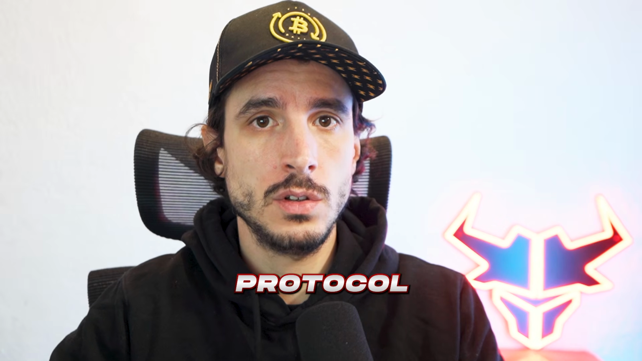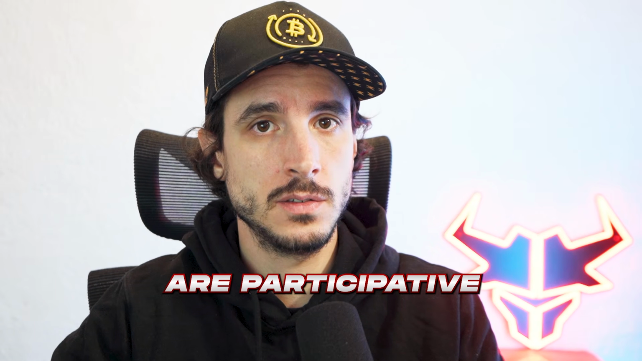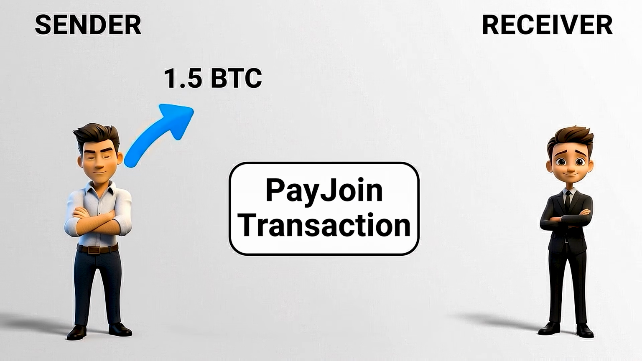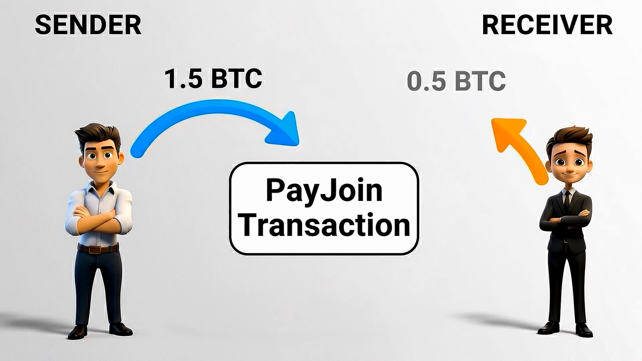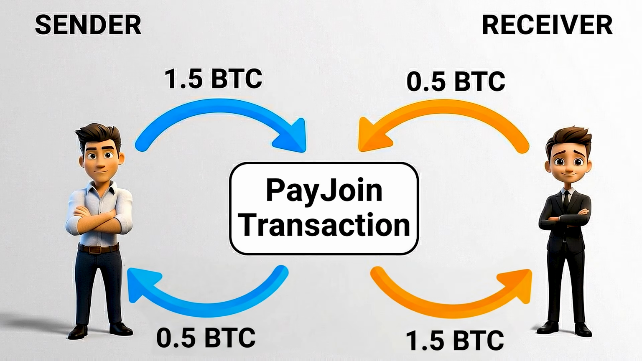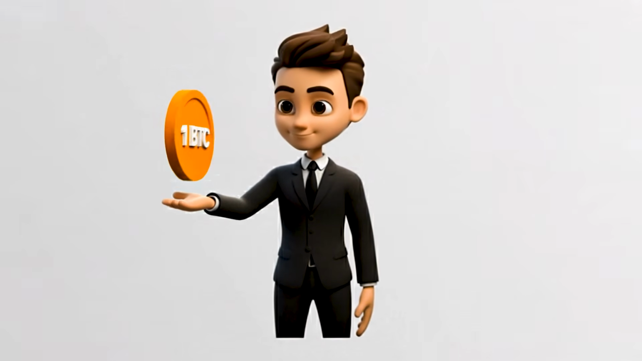The Payjoin protocol flips that logic because Payjoin transactions are participative. Let's say you want to send someone 1 Bitcoin. You will put 1.5 BTC in the transaction and the receiver will also participate and put 0.5 BTC in it. You as the sender will receive back 0.5 BTC and the receiver will receive 1.5 BTC. So when you do the math, the net payment is exactly 1 BTC.